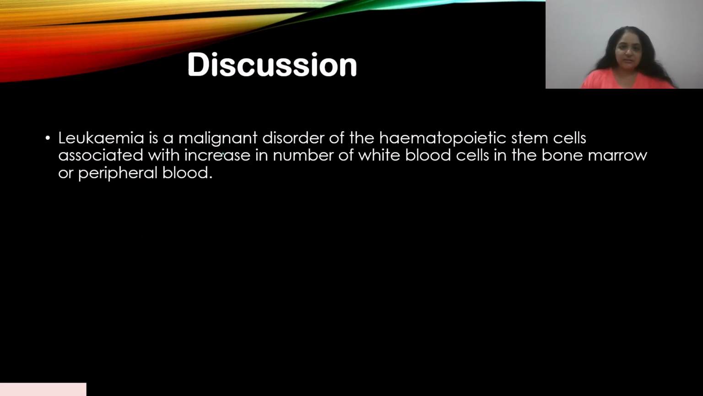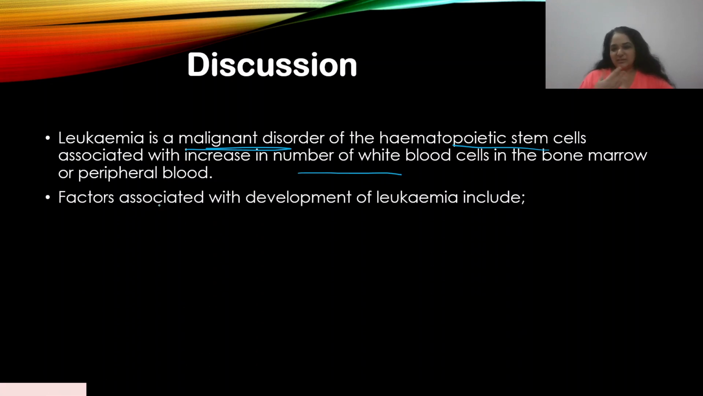So leukemia is a malignant disorder. Okay, it's a malignant cancer of the hematopoietic stem cells. And it is associated, of course, with the increase in number of white blood cells. So if there's a high number of white blood cells from the bone marrow or in the peripheral blood, then that is leukemia.